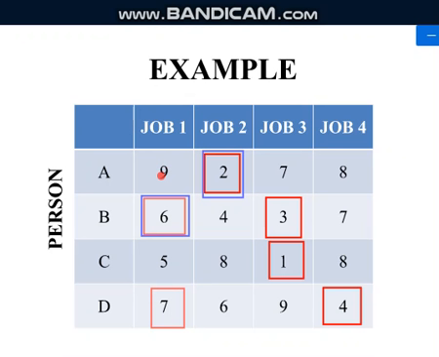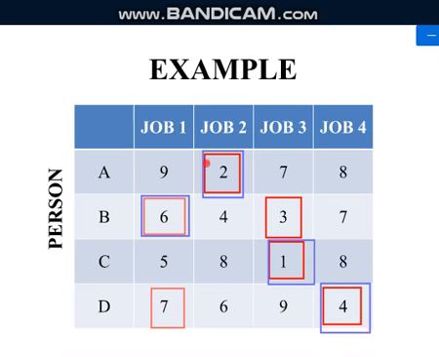So if I allocate this, I cannot allocate job 3 to person B because it is one to one. If I allocate job 1 to person B, I cannot allocate job 3 also to person B. So then I'll allocate job 3 to person C. Then I cannot allocate job 1 to person D, isn't it? So I can allocate job 4 to person D.